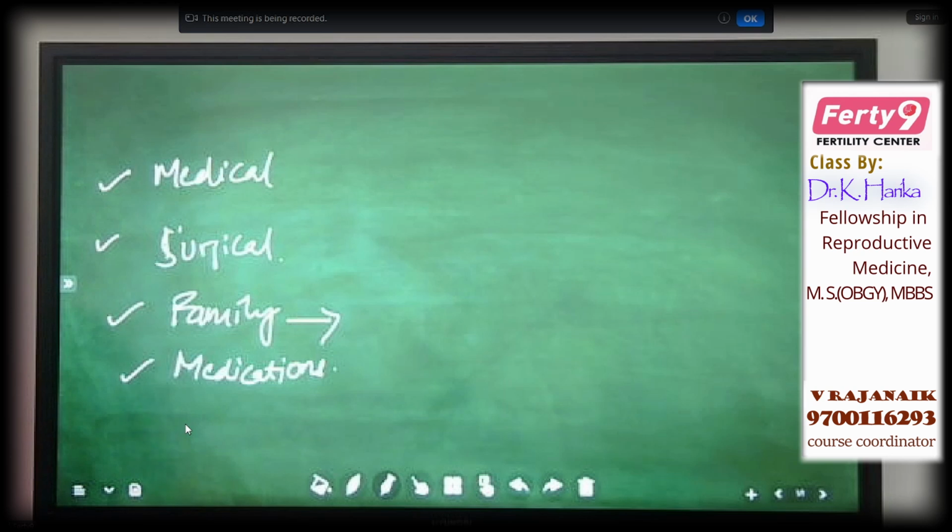Next, family history. A few genetic conditions like Kallmann syndrome, cryptorchidism, all those run in families, and also some kinds of chromosomal abnormalities which might cause oligospermia or azoospermia. They might run in families, so that's why family history is also very important.